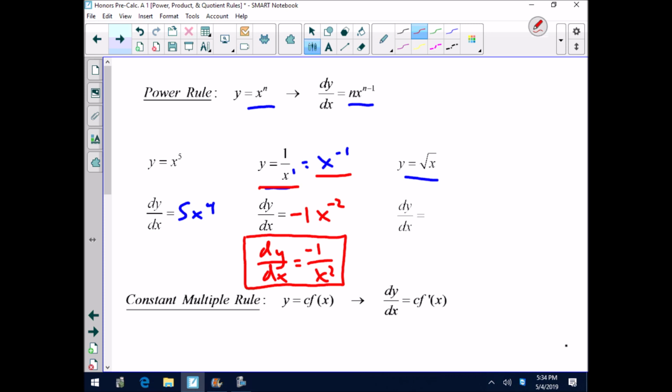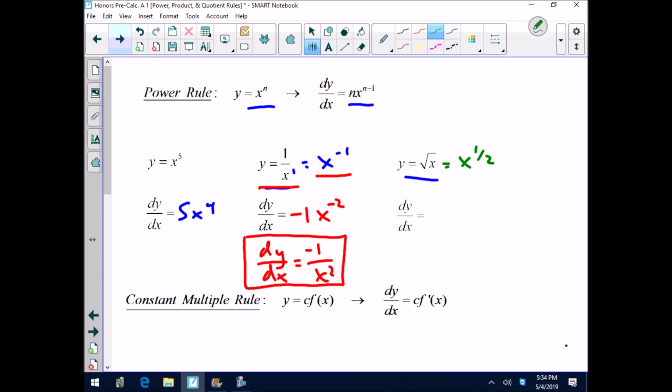Right here, when we're looking at our next example, y equals the square root of x. With that square root of x, we can represent that function as x to the 1/2 power, right? Since that square root is the 1/2 power. Now again, we can take the derivative with the power rule, right?